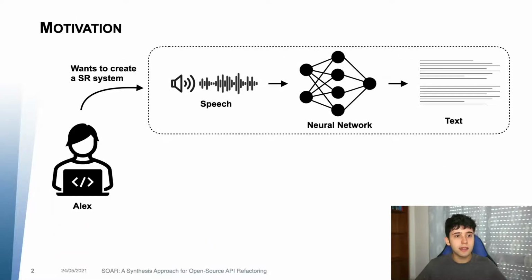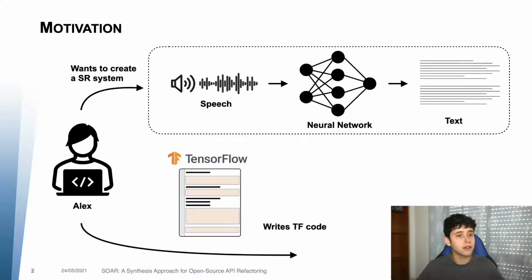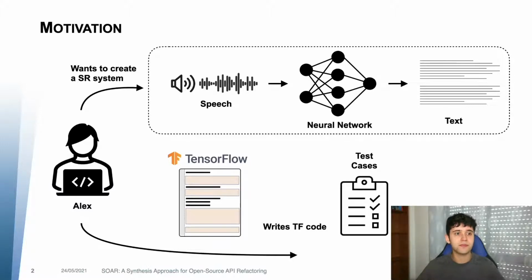Imagine Alex, a data scientist, wants to create a machine learning model for speech recognition. So they start writing some code using TensorFlow, one of the most popular deep learning frameworks, and they even get far enough to write some test cases. But then Alex realizes the model they are building would benefit from using PyTorch instead of TensorFlow, because they could reuse some of their old PyTorch code for this task. So if Alex wants to switch over from TensorFlow to PyTorch, do they have to start over from scratch?